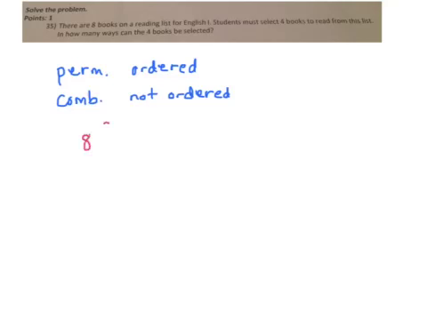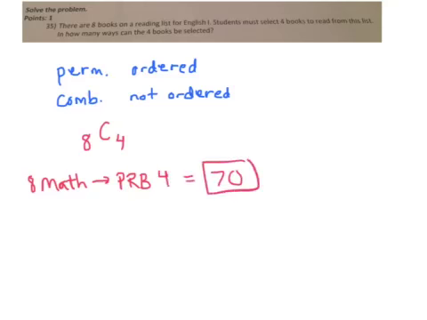that's simply a combination. We would do 8 choose 4, which in your calculator you go to math, over to PRB. Before you do that though, type in the 8 and then do math PRB, then put 4, and it'll tell you that that is 70.